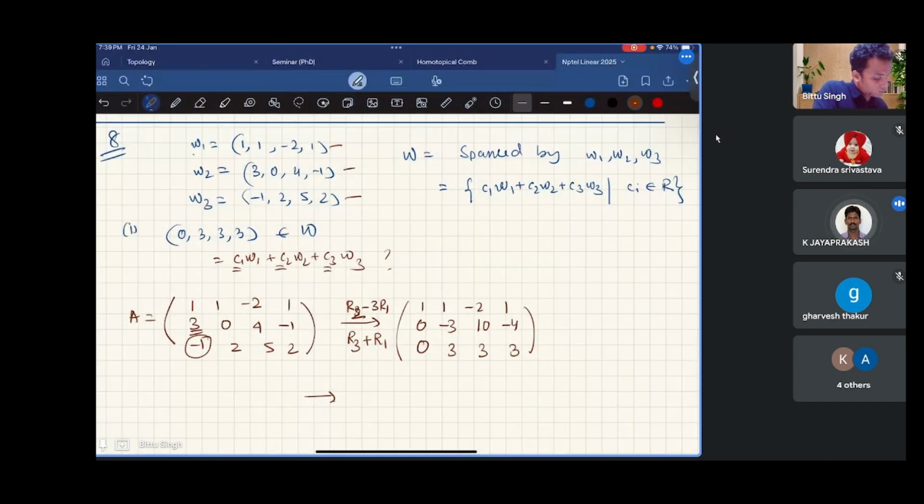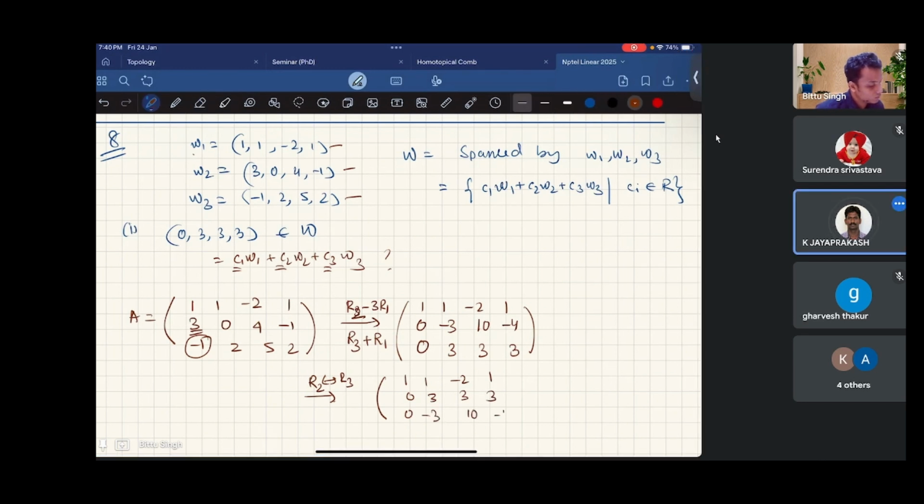Then what can we do next? Just a row exchange so that it becomes easier for us. So R2 and R3, those two rows, are exchanged. So it becomes 1, 1, minus 2, 1, 0, minus 3, 10, minus 4, and 0, 3, 3, 3, sorry. It is 0, 3, 3, 3, and minus 3, 10, minus 4, minus 4. Yes, minus 4.